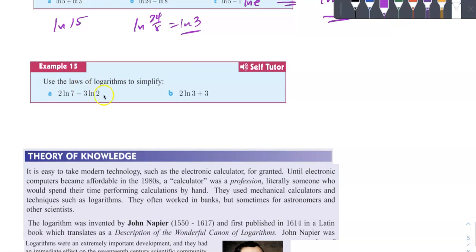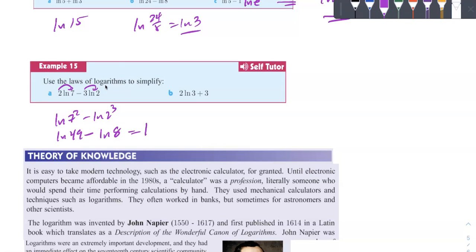Last one. Now we want to combine these. So remember, before you combine, you can move the powers up. This goes up here. So you get natural log of 7 squared minus natural log of 2 cubed. Natural log of 49 minus natural log of 8. So I get natural log of 49 over 8.